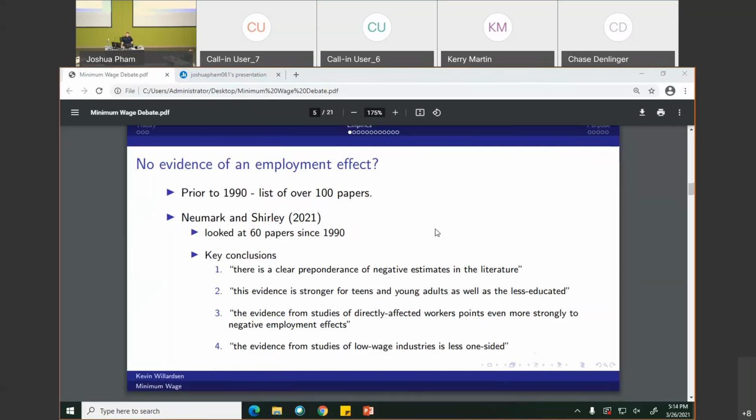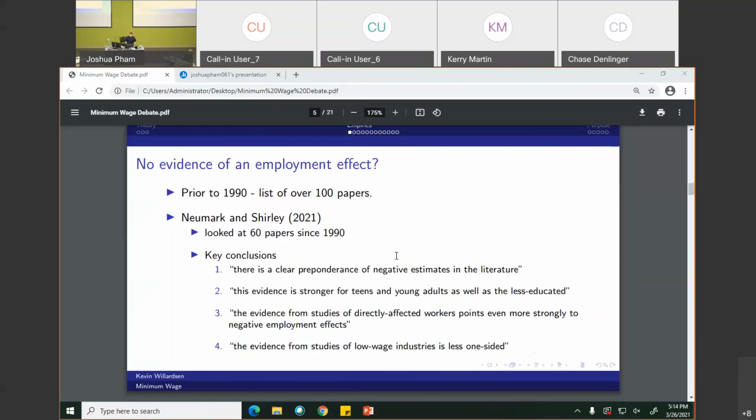If you go prior to the 1990s, there's a list of over 100 papers that I'll be happy to show you, nearly all of which find some sort of negative elasticity between an increase in the minimum wage and employment. Neumark and Shirley, in a National Bureau of Economic Research paper from 2021, looked at 60 papers since 1990. They have 4 key conclusions.